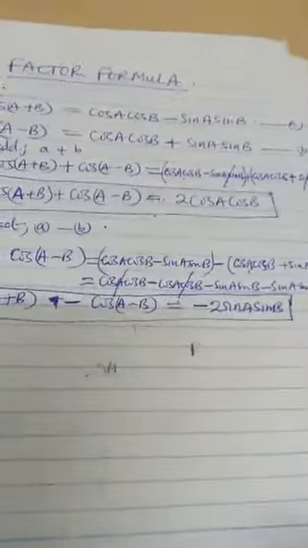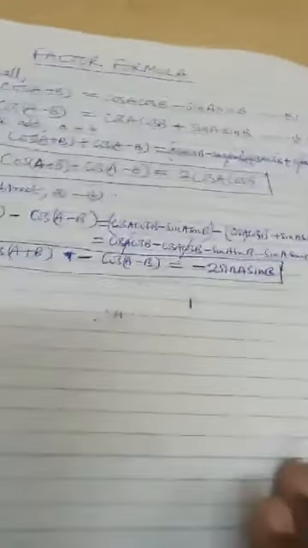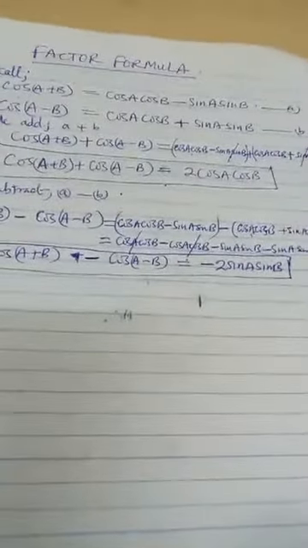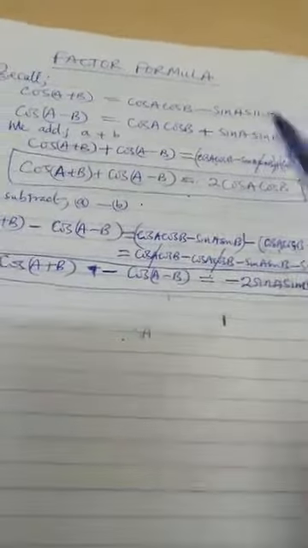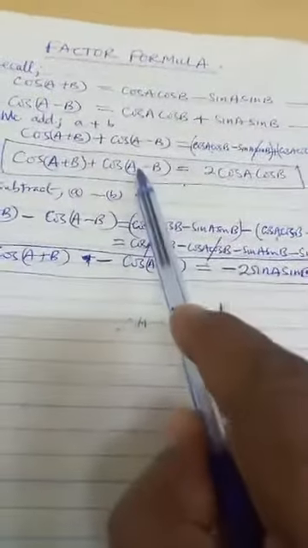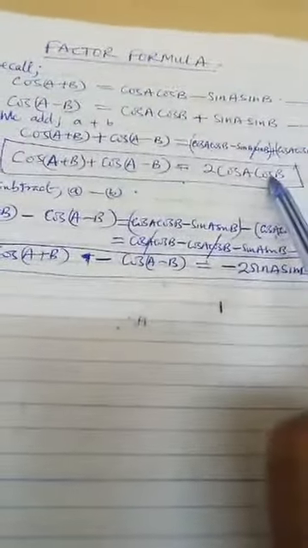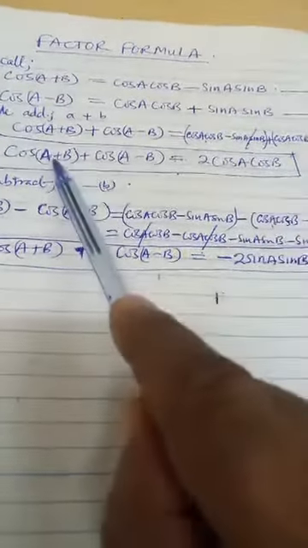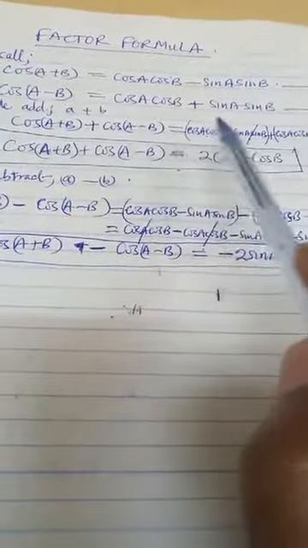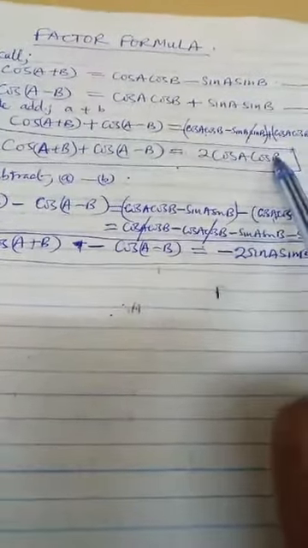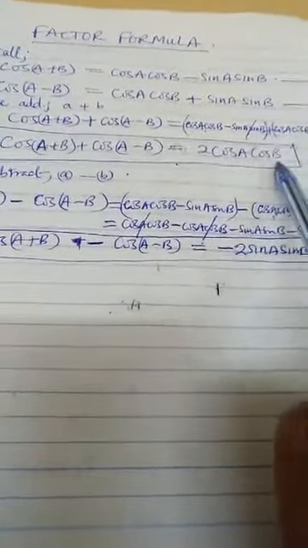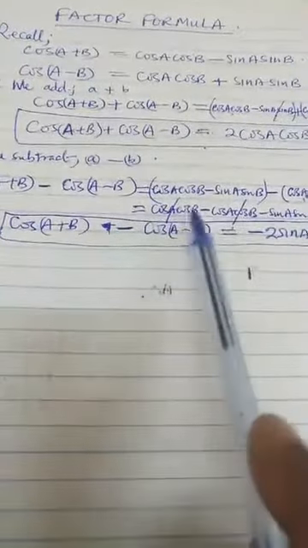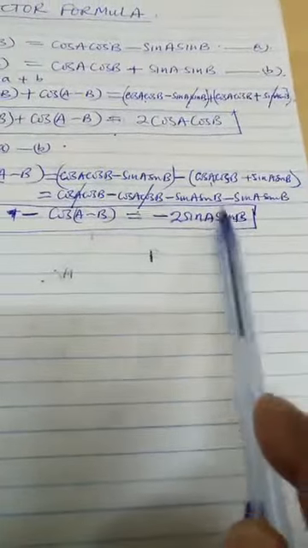Now these are apparently the factor formulas for cosine. When you are adding two cosines, you get 2 times cos. Cos A plus B plus cos A minus B is 2 cos, but cos of A now and cos of B, not the minus and plus. Cos A plus B minus cos A minus B is minus 2 sine, but sine of A and sine of B.